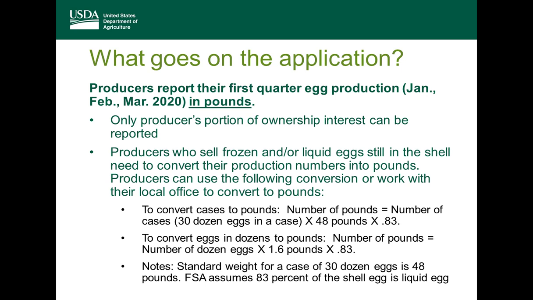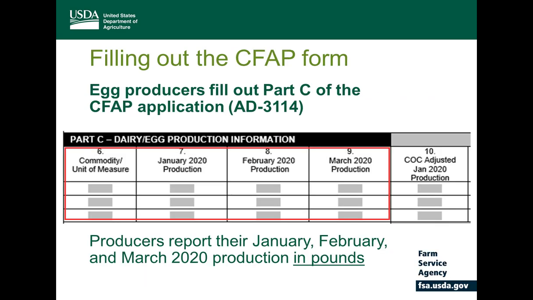So what goes into the application? The producer first reports their first quarter egg production, and the first quarter is January, February, and March 2020 production in pounds. The rate we used in the formula is very similar to the dairy one. This is done in pounds, but there is a conversion factor listed in this slide if the producer only knows their production in terms of shell or cases, and there are 30 dozen eggs in a case.